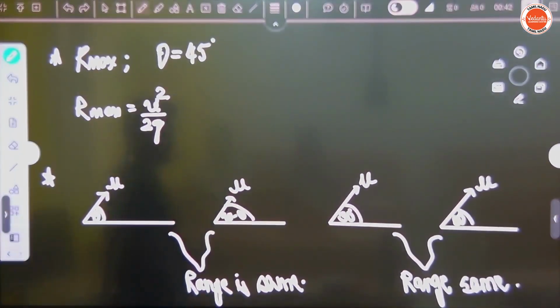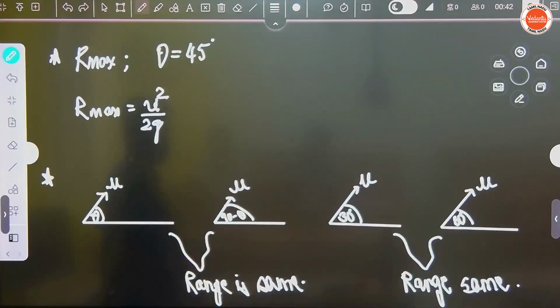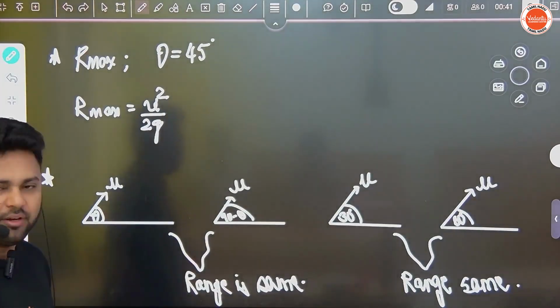Correct? I don't know how many of you remember. Many people don't know this. So range will be same.